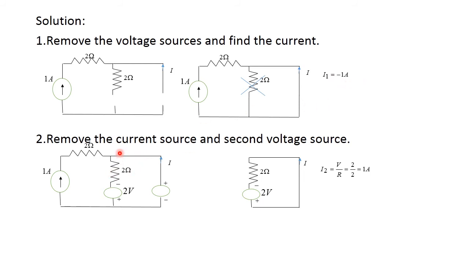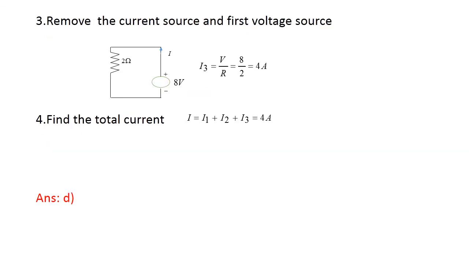Then second step, remove the current source and the second voltage source. So you will be getting the circuit like this. So here again, this is a 2 ohm resistor. It is in series with the voltage source. So I2 current is equal to V by R, that is according to Ohm's law. So that is equal to 2 by 2, that is equal to 1 ampere.